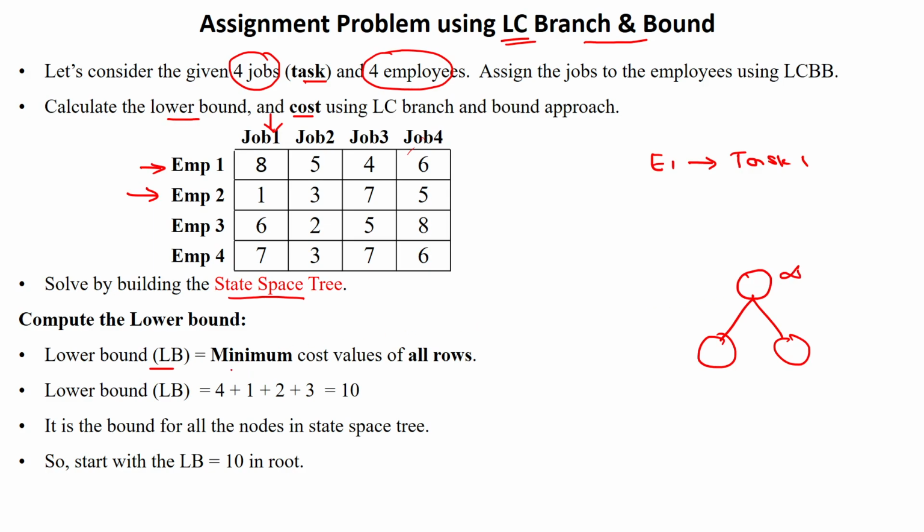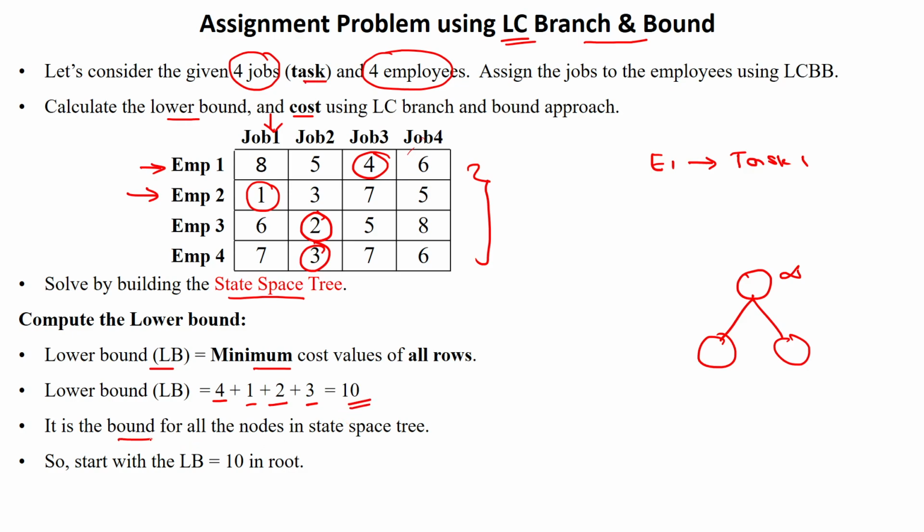So the lower bound can be calculated by selecting the minimum cost of all the rows. As per the given procedure, the minimum value in the first row is 4, and in the second row it is 1. For the third employee, 2 is the minimum cost, and for the fourth employee 3 is the minimum cost. So the total value for the lower bound is now 10.